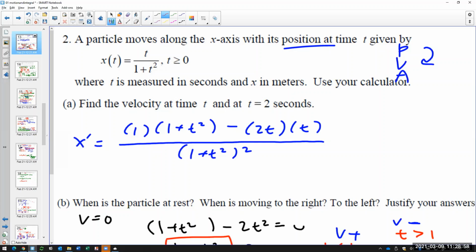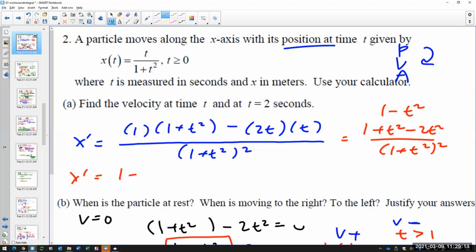If you wanted to simplify a little bit, I'll get 1 plus t squared minus 2t squared over the quantity 1 plus t squared, squared. And do you guys see this is really just 1 minus t squared? So my x prime, if I simplify it, is 1 minus t squared over the quantity 1 plus t squared, squared. I don't really want to do anything with the denominator because foiling isn't going to help me. Then it says find the velocity at 2 seconds.